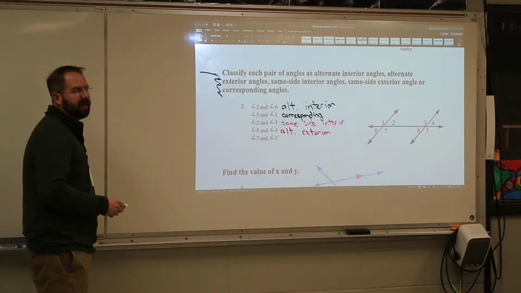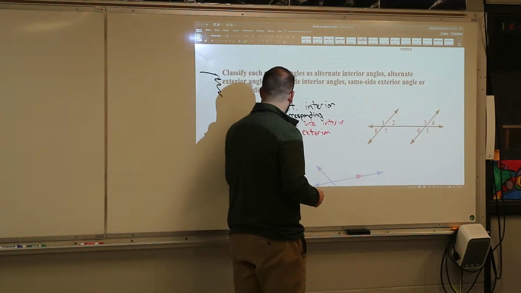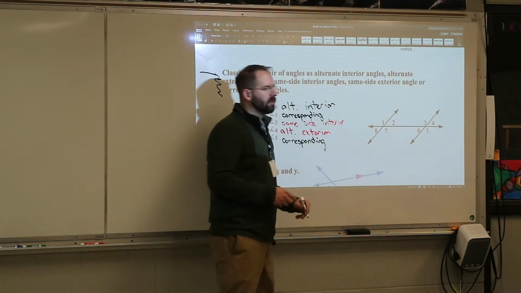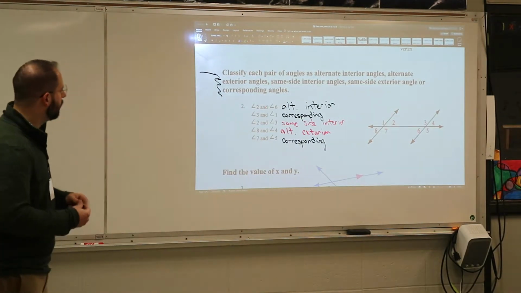And the last one, 7 and 5. Corresponding. Yes, you can have repeating answers. So don't feel that they have to be all the same numbers or the same word. I could have the same word used 5 times in a row. So just be careful of that.